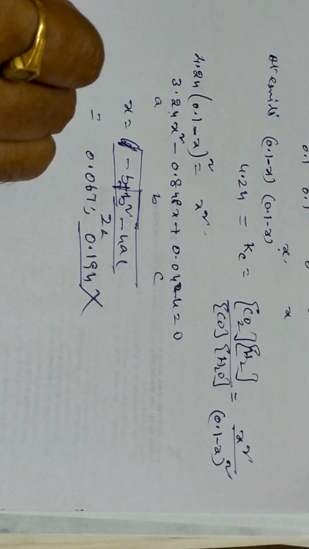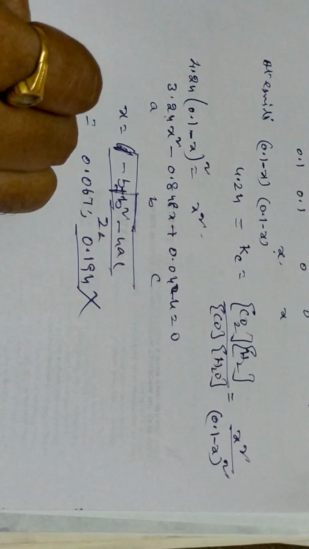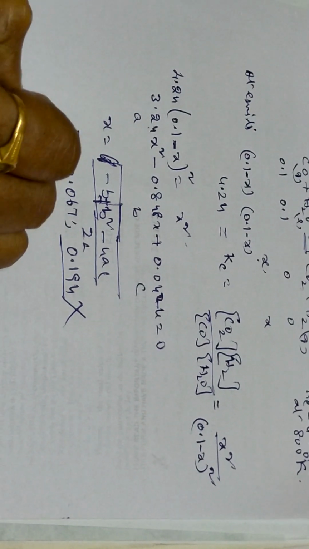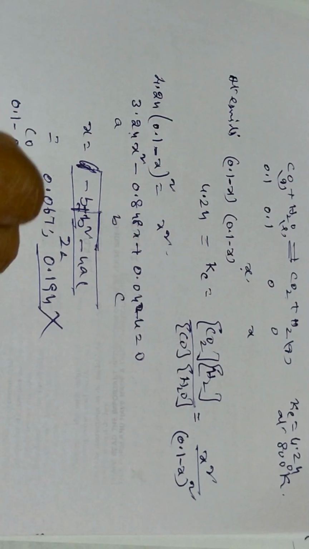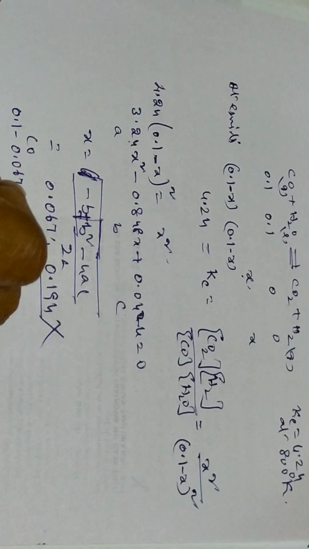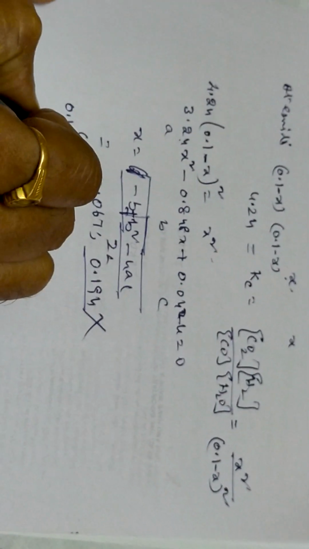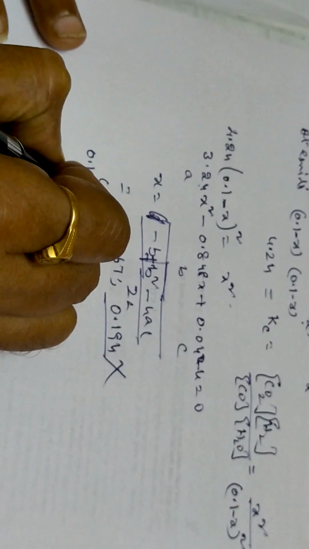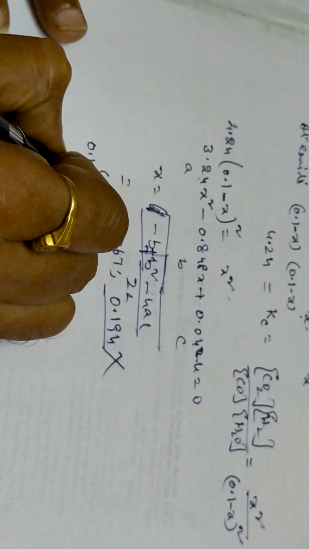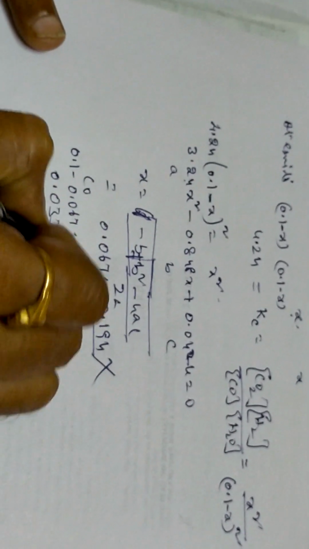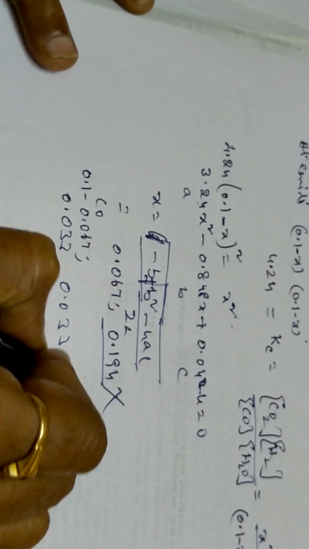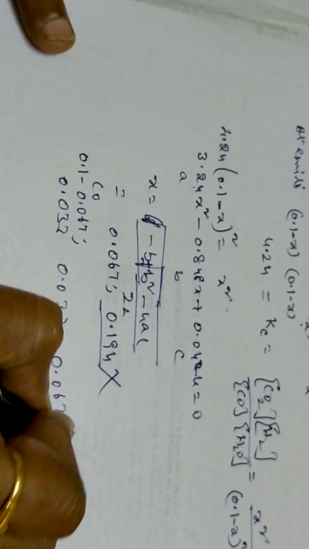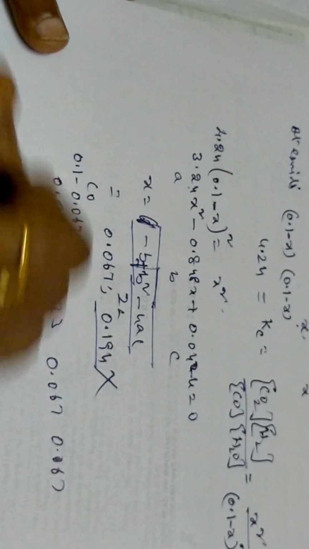So finally, the equilibrium concentrations are 0.1 minus 0.067, which is 0.033, for CO, and the same, 0.033, for H2O, whereas CO2 and H2 are each x, equal to 0.067. These are the values.